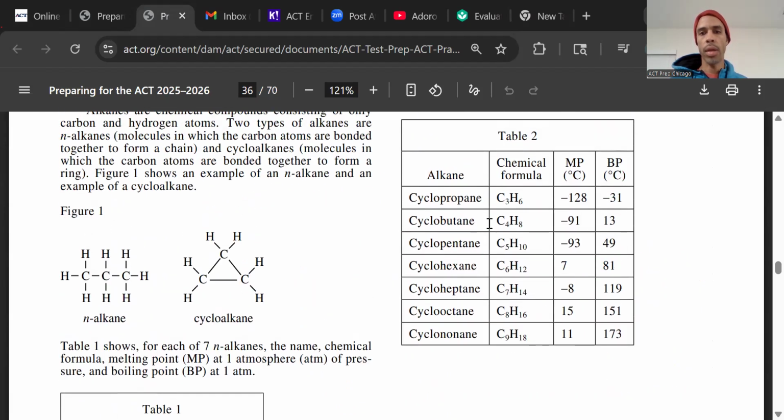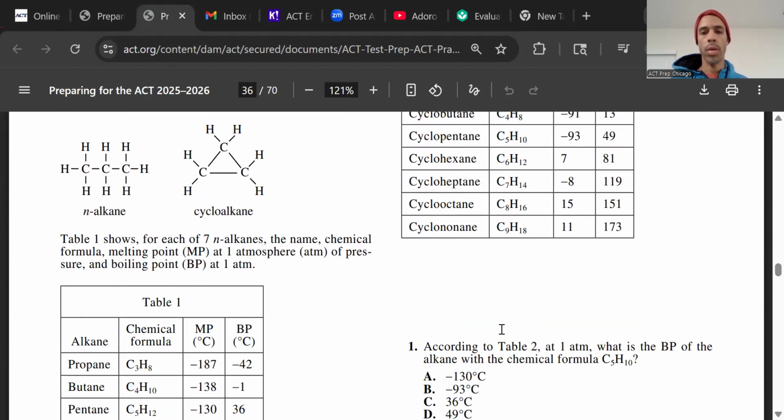You can see here, hydrogen is 6, carbon is 3, that's twice. Hydrogen is 8, carbon is 4, that's twice the number of hydrogen atoms. Hydrogen is 10, carbon is 5, that's twice the number, and so forth.